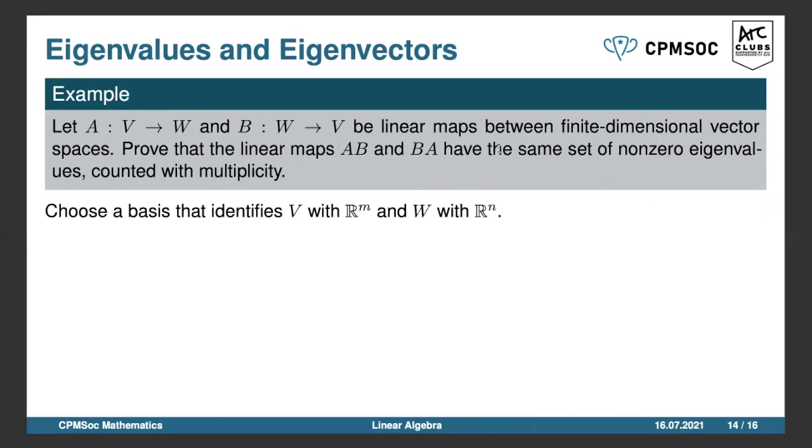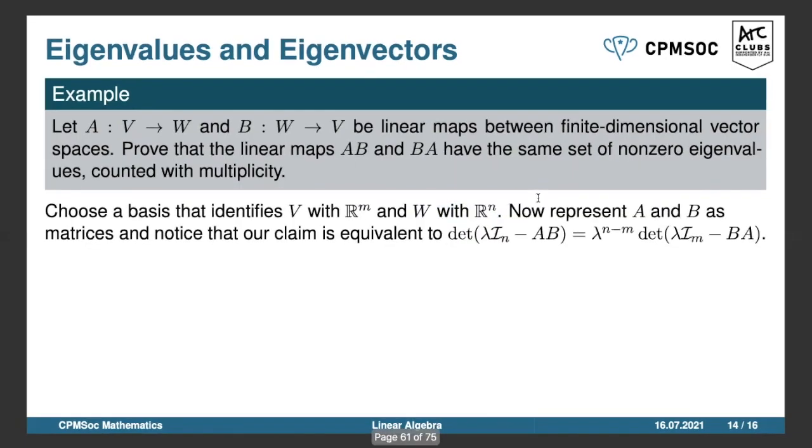So we'll look at a question that involves properties of the set of eigenvalues. So we want to say that V is some kind of subspace of R to the M, and W is a subspace of R to the N. And we're going to apply the matrix representation theorem here and say that A and B are just matrices rather than linear maps, because that's easier to talk about.